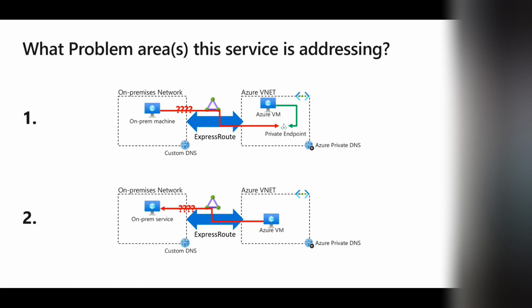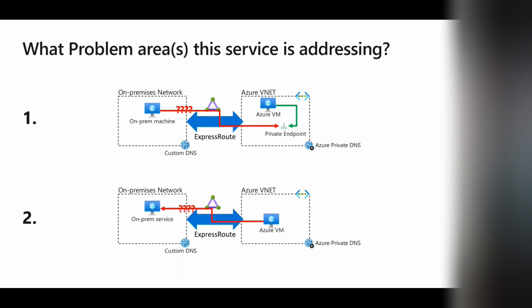So, what problem area is this service addressing? Let's talk about that first. Think of these two scenarios. The first scenario is, let's say that you have a hybrid deployment. You have a VM that is running in Azure, and you have deployed some private endpoint in that particular VNet. The VM running there needs to access it, and it will easily be able to. You have a private DNS zone set up, so it will be able to access those private endpoints.